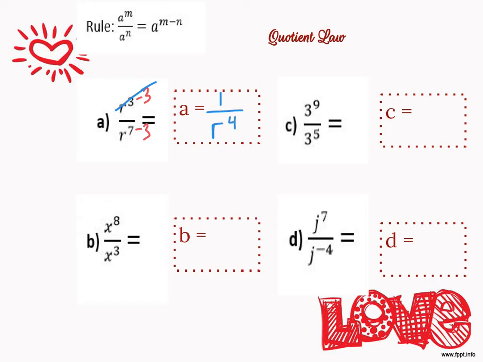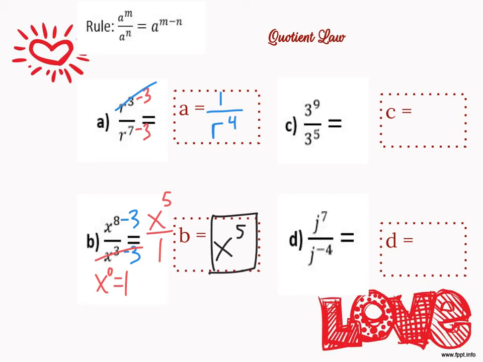Now let's look at b. 3 is the smaller number, so subtract 3 from both. 3 minus 3 goes to 0, which is x to the 0 power equals 1. So we have 1 in the denominator. 8 minus 3 is 5, so we're left with x to the fifth, and then there is no more need for a fraction since we only have a numerator.